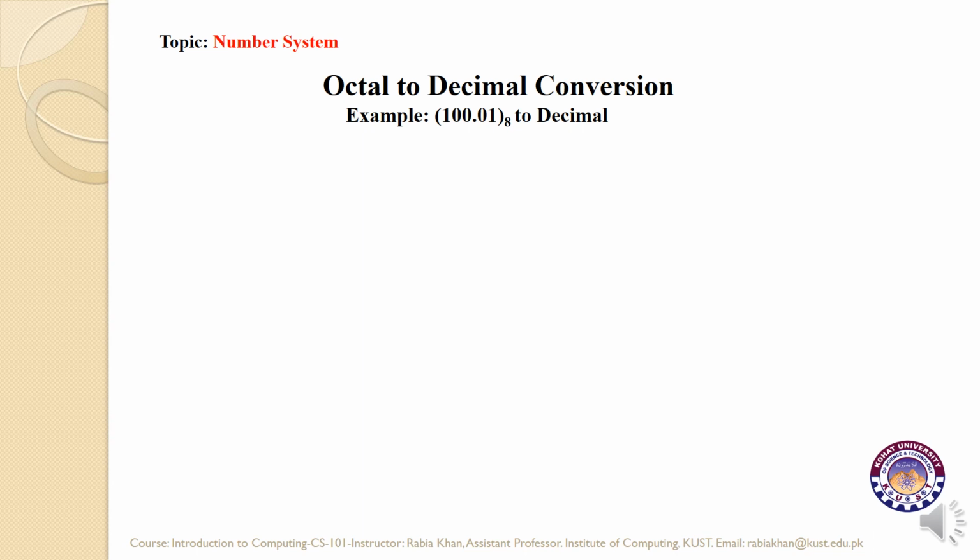Here is an example for a complete octal number having both an integer part and a fractional part. Here you can see we have an integer part as 100 and then a fractional part after the decimal point, that is 01, and we have to convert it into decimal number. The rule, as we have just mentioned earlier, is we need to treat the integer part and fractional part either separately, or you can treat them as collective.